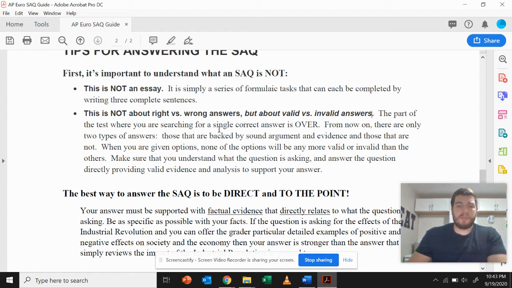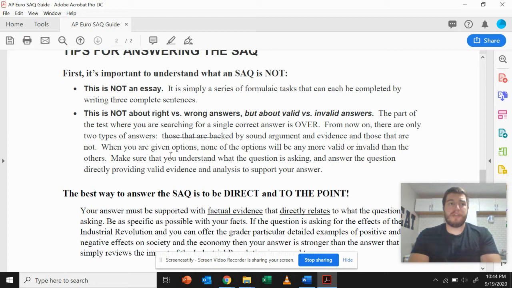The part of the test where you're searching for one single correct answer is over, multiple choice. From now on, there are only 2 types of answers: those that are backed by sound argument and evidence, and those that are not. When you are given options, none of the options will be any more valid or invalid than the other. So if it asks you to talk about whether this document is reliable or why it's not reliable, you can argue both sides. You can argue either side that you want to. Don't do both.